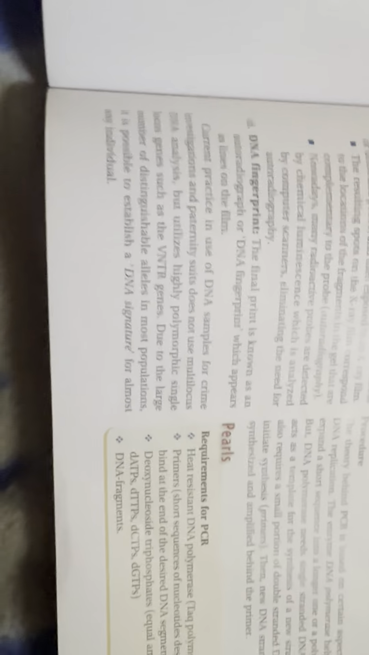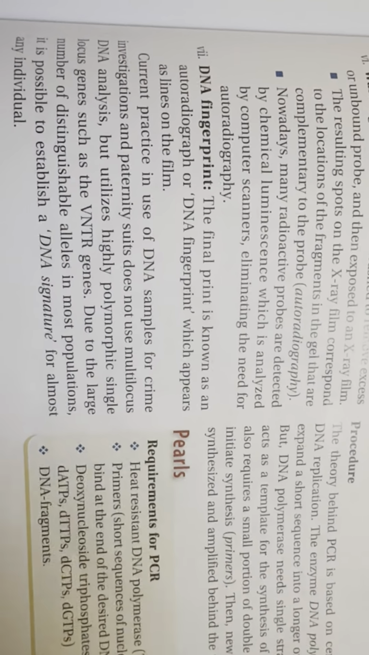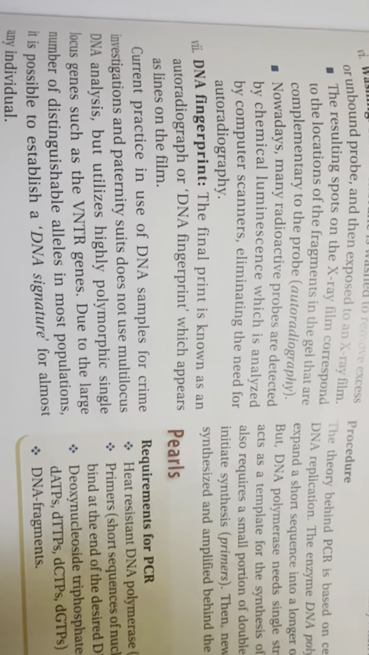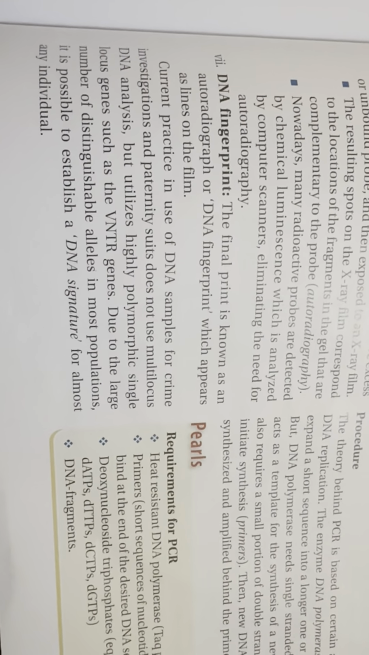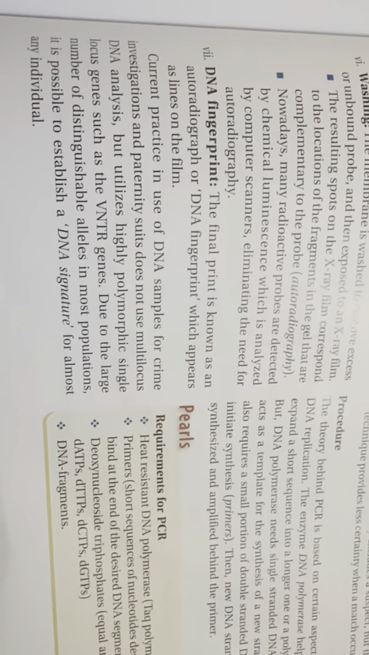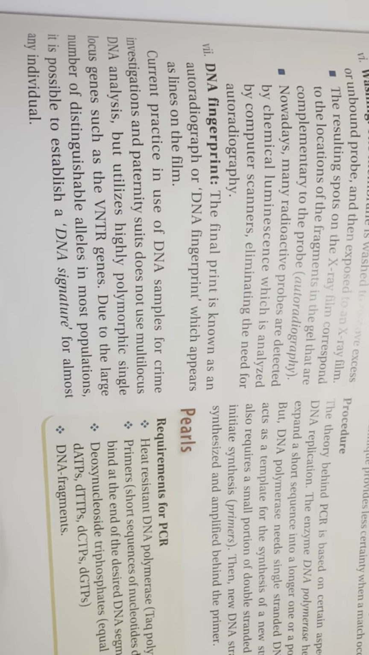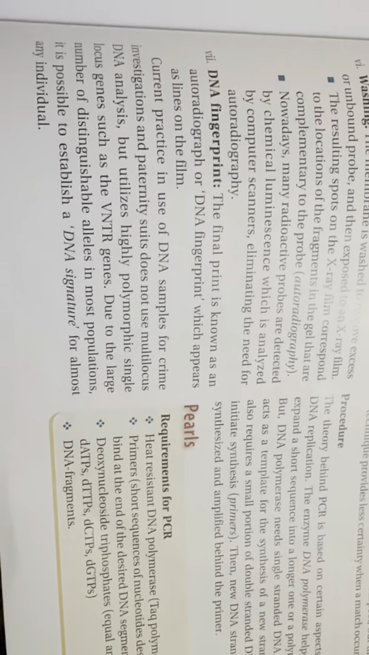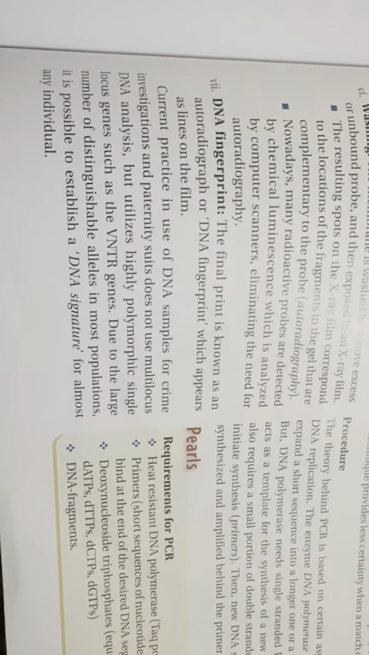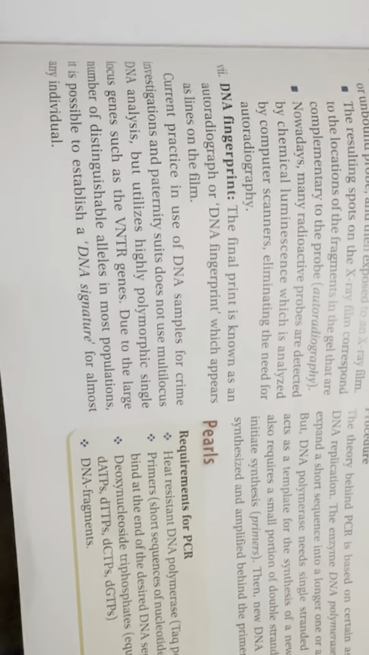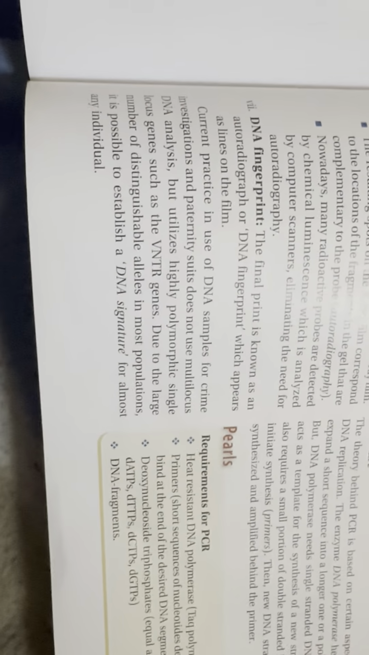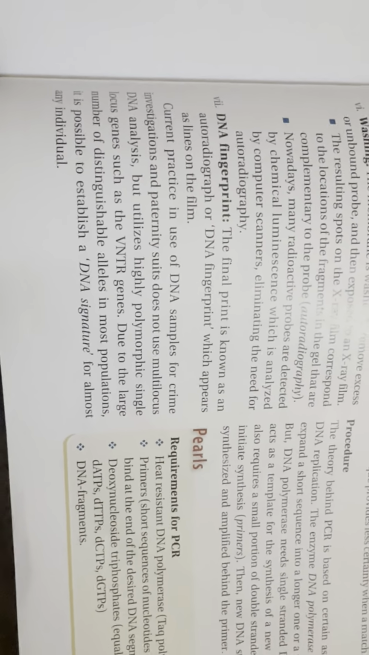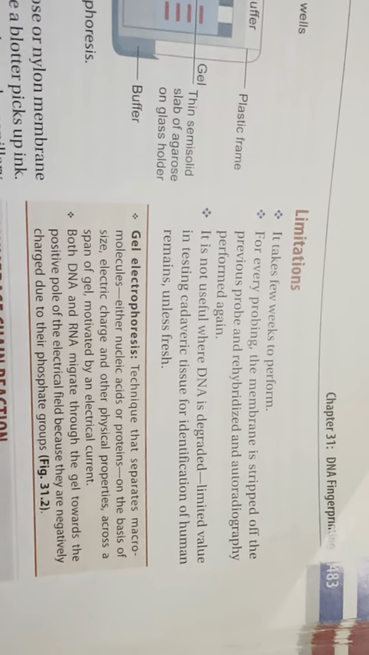DNA fingerprint. The final print is known as the autoradiograph or a DNA fingerprint, which appears as lines on the film. Current practice for DNA samples in crime investigation and paternity does not use a meticulous multilocus DNA analysis, but uses highly polymorphic single locus genes such as VNTR genes. Due to the large number of distinguishable alleles in most populations, it is possible to establish a DNA signature for almost any individual. Limitations: it takes a few weeks to perform.